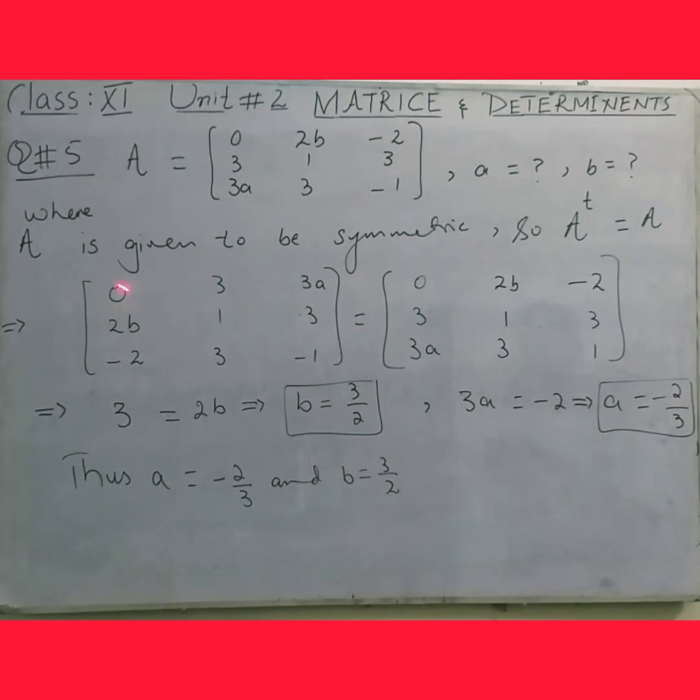So first, 0 equals 0, we don't need it. Next, the second element 3 is equal to this second element 2B. So we have 3 equal to 2B, which implies B equals 3/2. Now the third element of the first row and third column is 3A, and the corresponding element is minus 2. So 3A is equal to minus 2. Here A gives, when we divide by 3 on the right hand side, minus 2/3. Thus finally we have A equal to −2/3 and B equal to 3/2.